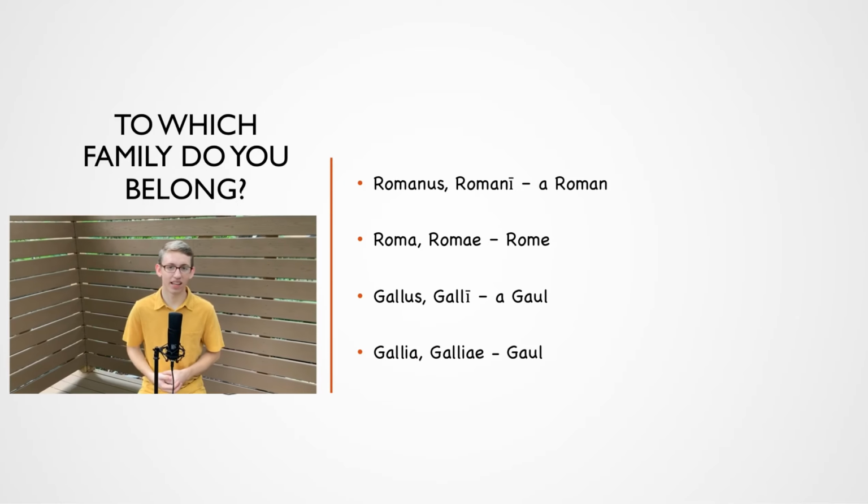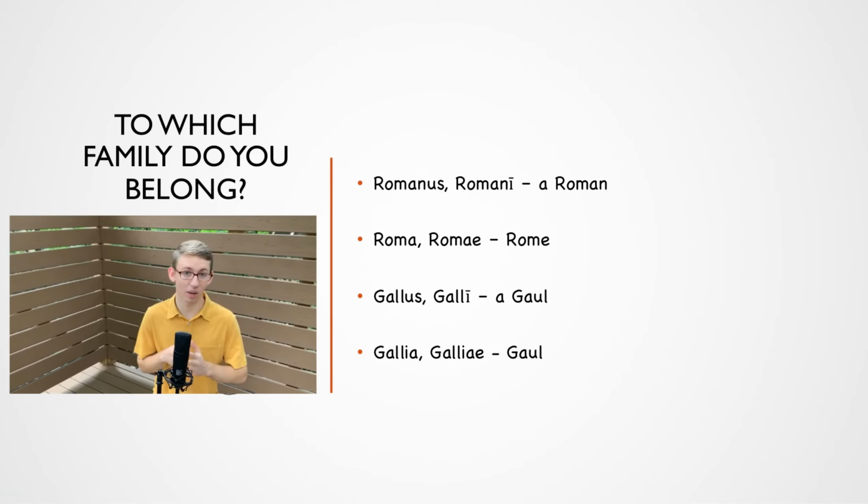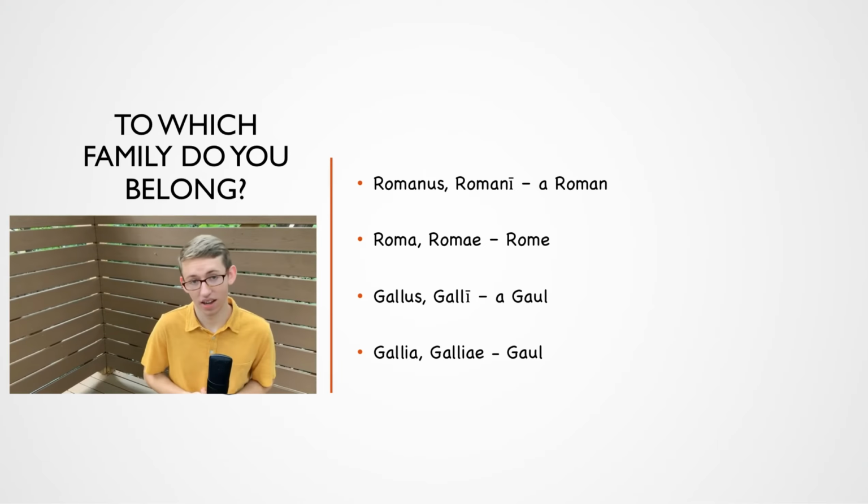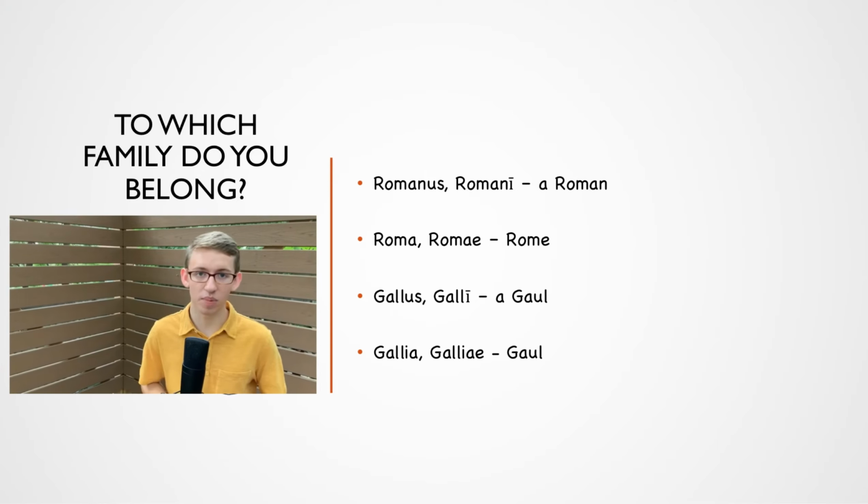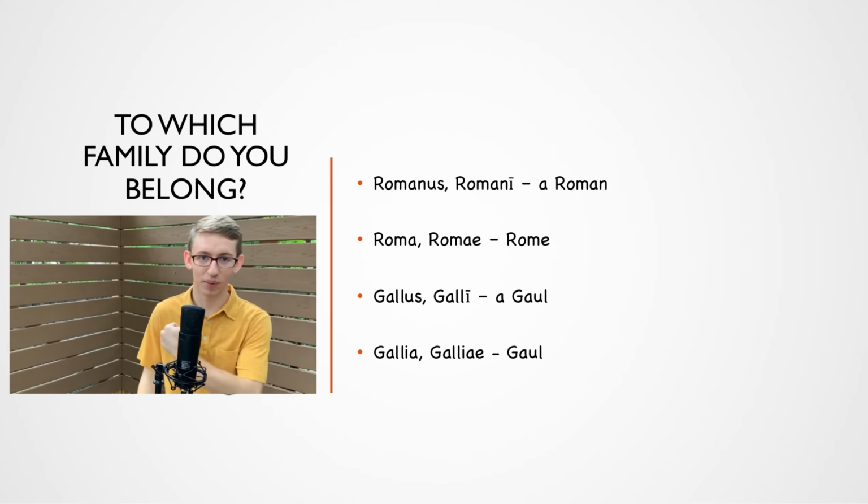Let's get some practice in identifying which declension a noun belongs to. And we have 4 examples here. Our first one is Romanus, Romani, which means a Roman. Just an everyday happy Roman.